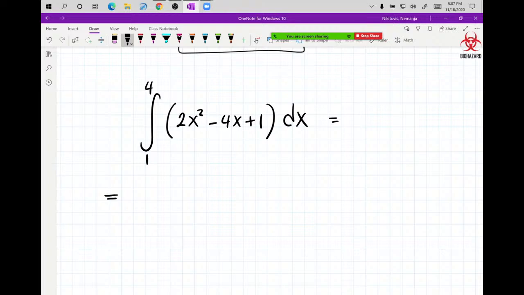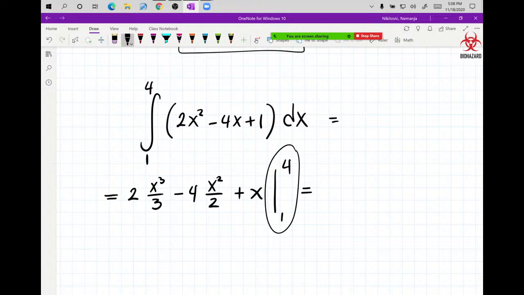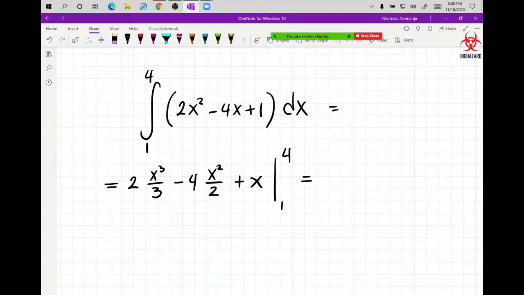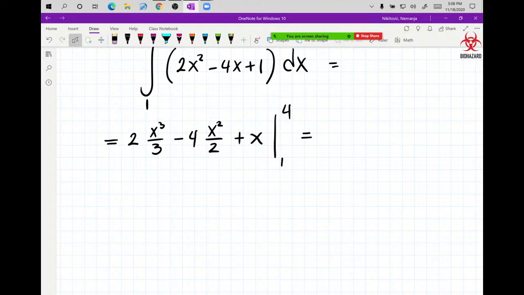So we're going to do what we did the last class. That's 2x cubed over 3 minus 4 times x squared over 2 plus x. And here is this new part of the integral. We do not put plus c. When you have the numbers on the integral, when you have a definite integral, you would put this line which says compute at 1 and 4. Now, the way you compute this, well, first you simplify. So you get your 2/3 x cubed minus 2x squared plus x from 1 to 4.